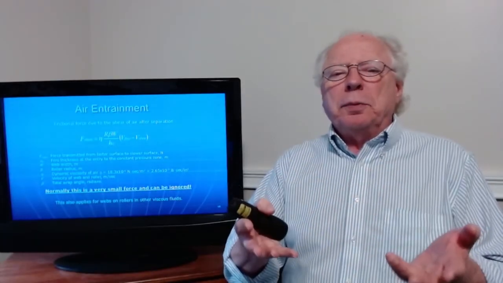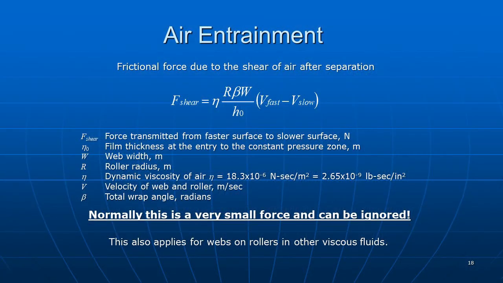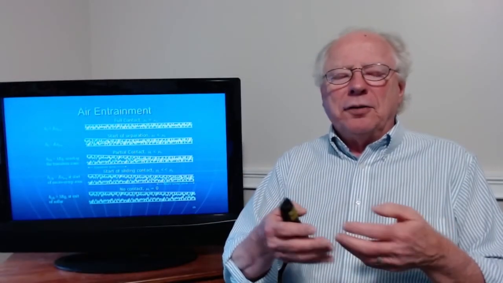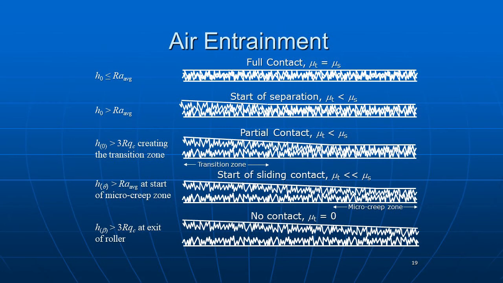When you do have complete separation, there is still a force between the web and a roller due to the shear of the air. It's normally a very small force, and typically it can be ignored. But again, it can be calculated. If you have other liquids, oils, waters, it may have a more significant value, but normally for air, it is a pretty small value. I have a graphic here that shows how the web separates from the roller under the different conditions of air film relative to the roughness.